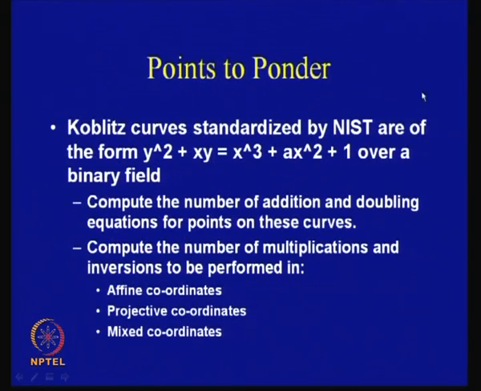So there are a lot of things to think about here. One of them is Koblitz curves, standardized by NIST, of the form y square plus xy equals x cube plus a x square plus 1 over a binary field. You can take this exercise to compute the number of additions and doublings for points on these curves, and again compute the number of multiplications and inversions to be performed in affine, projective and mixed coordinates, as we have seen. You can rework this specifically on these curves where the constant a is equal to 1.